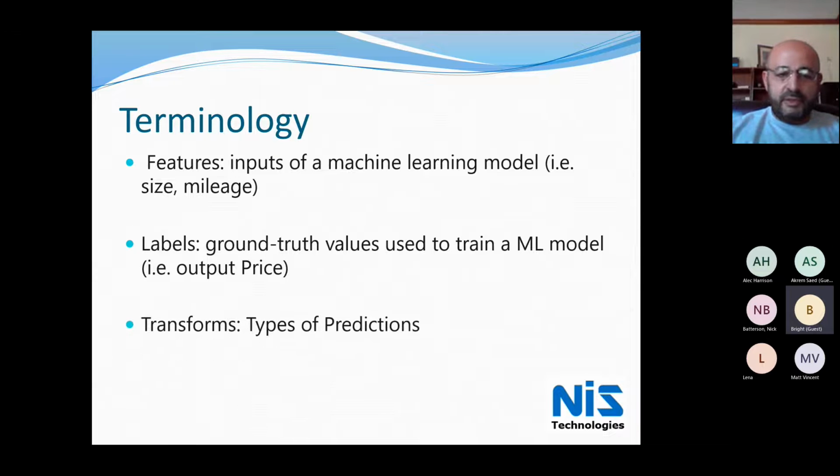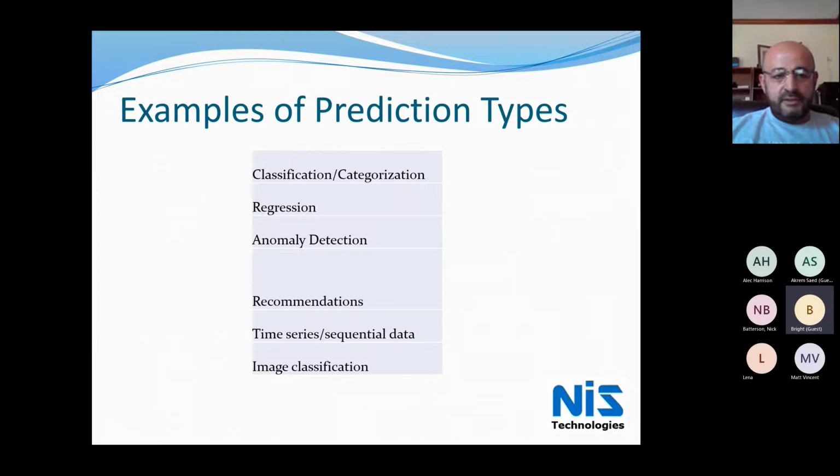And then what happens in between is what's called the transform. That's essentially the logic that's used to derive the type of prediction. Now, as far as predictions, there's a variety of different types that are available. You have classification and categorization, where we're going to be classifying it into one or more categories.